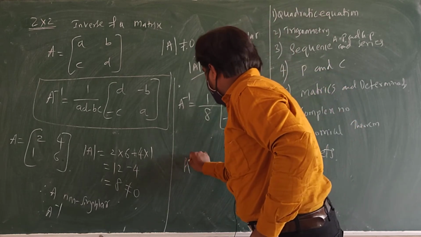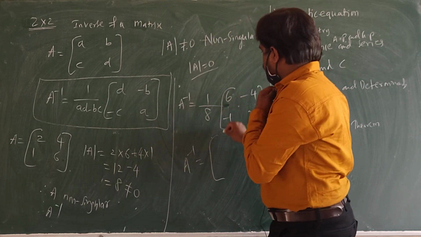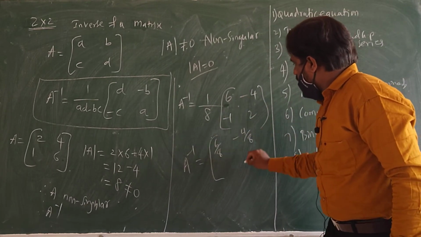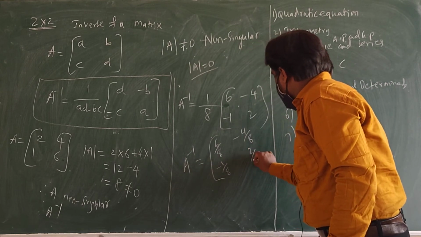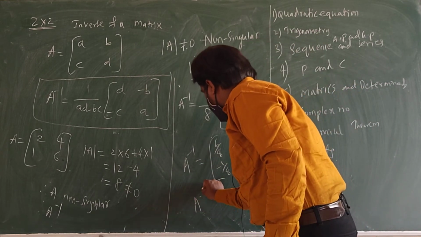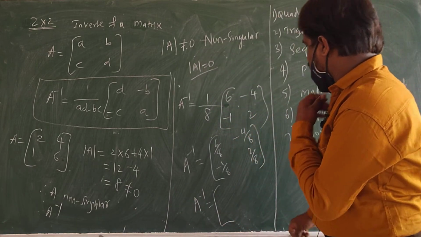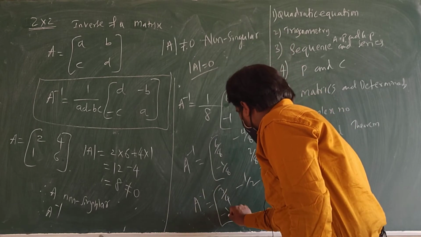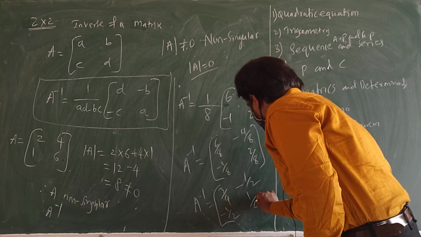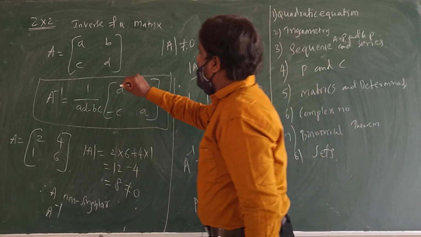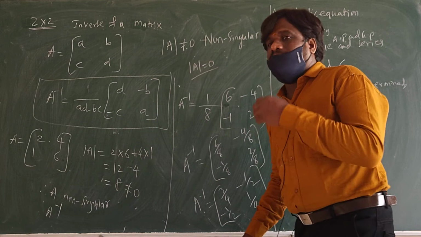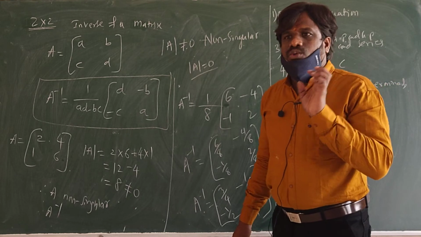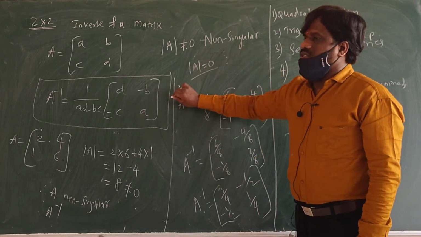So A inverse of the matrix will be 6 by 8, because 1 by 8 will multiply inside, minus 4 by 8, minus 1 by 8, 2 by 8. So A inverse of the 2 by 2 matrix is 3 by 4, minus 1 by 2, minus 1 by 2, 1 by 4. Means A and A inverse, if I multiply these 2, I will get I. So to find the inverse of a 2 by 2 matrix, this is the logic you have to use.